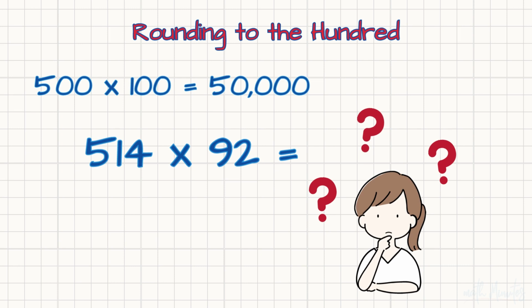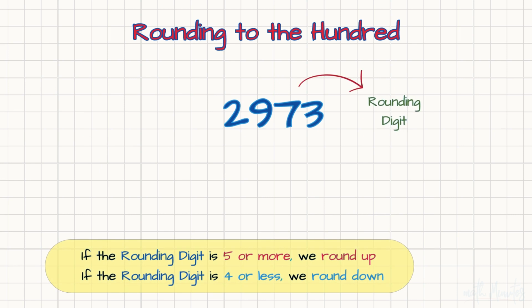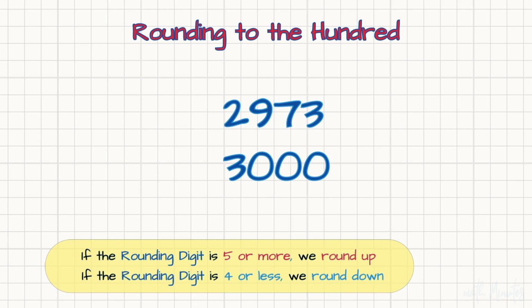Let's look at one final example and round 2,973 to the nearest hundred. Our rounding digit is in the tens place, which in this example is 7. As this is more than 5, we round up. This means that the place value increases by 1. But hold on, our place value is a 9. So this means that we need to turn it into a 0 and increase the next digit by 1. So the 2 increases to 3, and our number rounds up to 3,000.